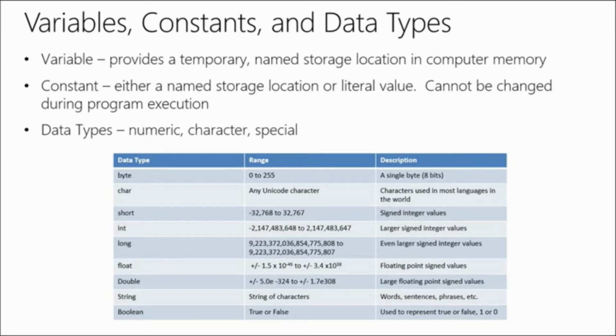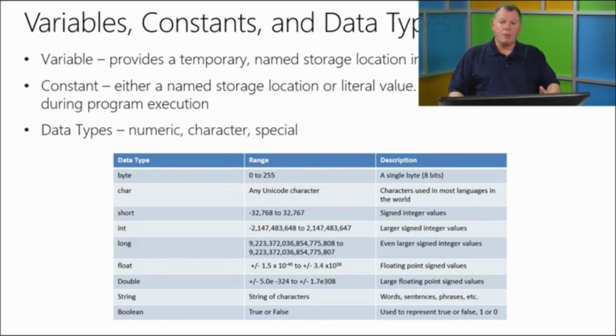The other numeric types, we'll come back to char here in a minute, but we've got a short, an int, a long, a float, and a double. These are all numeric types as well. And those give us the ability to store numbers in our program, but we choose which one we use based on the value that we want to store in that particular variable.